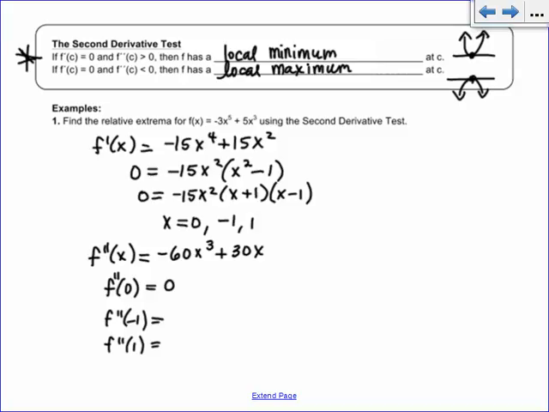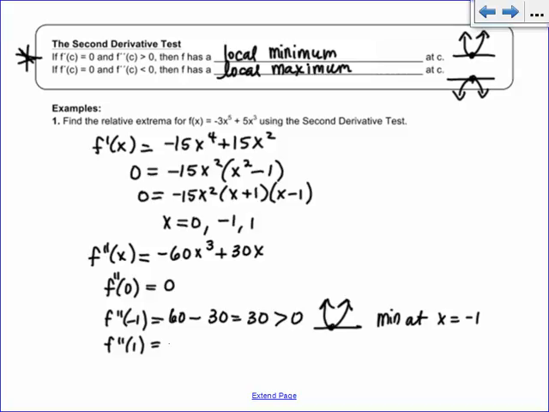But if I do f double prime of negative 1, I get negative 60 times negative 1, so 60, minus 30, so I get 30. That's telling me that my second derivative is greater than 0, it's positive. So I'm concave up. But at negative 1, my slope was 0, right? It has to be that bottom point. So there's a minimum at x equals negative 1 by the second derivative test. Does that make sense?